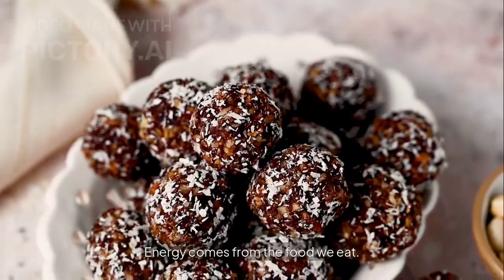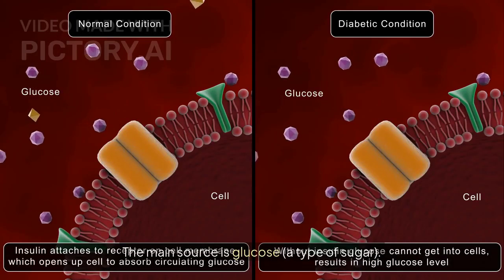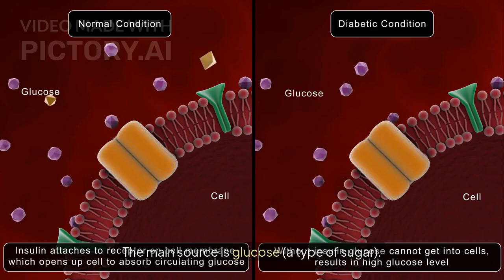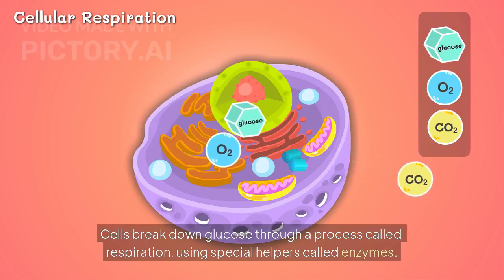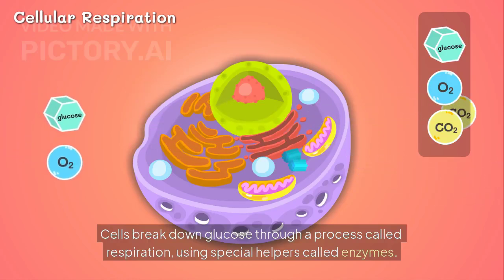Energy comes from the food we eat. The main source is glucose, a type of sugar. Cells break down glucose through a process called respiration, using special helpers called enzymes.